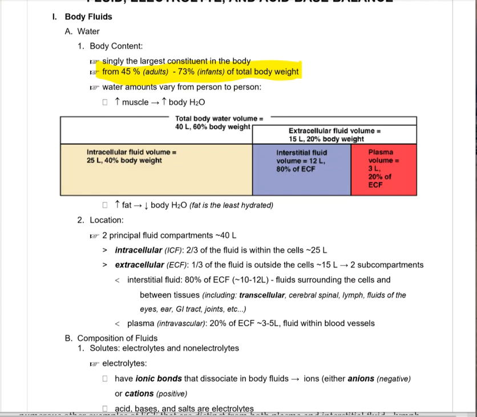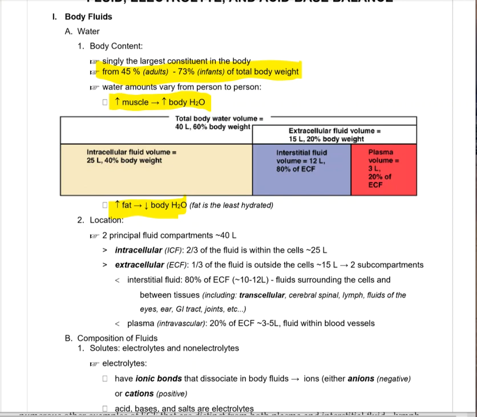One reason for that is that fat has less body water. It's the least hydrated of tissues, and muscle has a lot of body water. So unfortunately, as we get older, we start to lose some muscle mass, and so our body water starts to drop a little bit. So there's that. Now, where is this water in our body? Where do we find it?